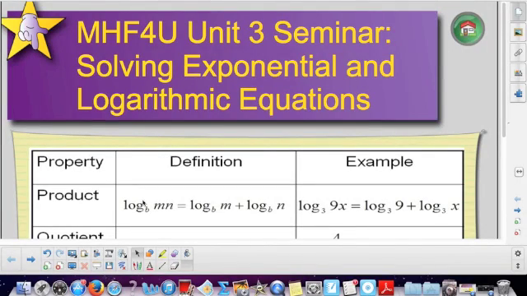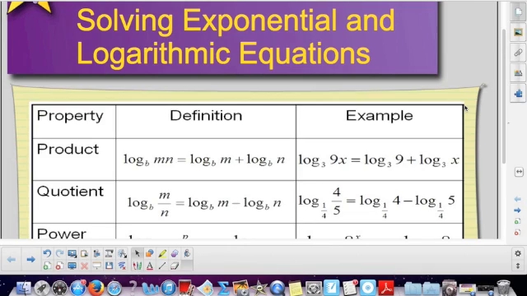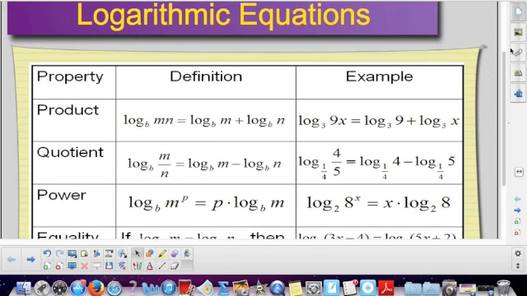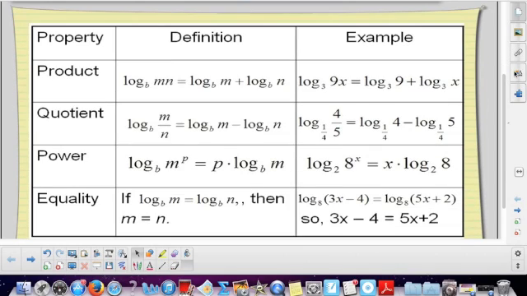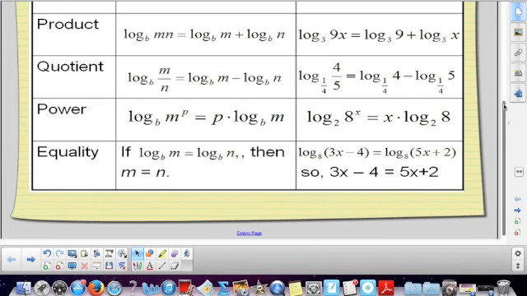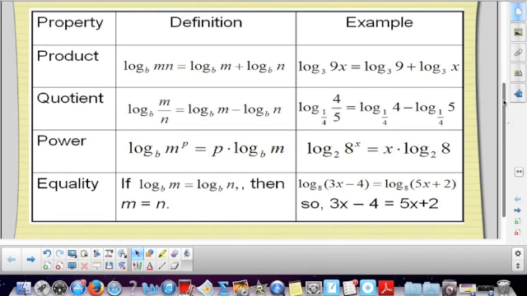This is the Unit 3 seminar on solving exponential and logarithmic equations. The very first table is just a review of the rules, the laws that we went over on scheduled days, with a few examples. It's not necessary to copy all of it, just make sure you have an idea and understand what is up here.